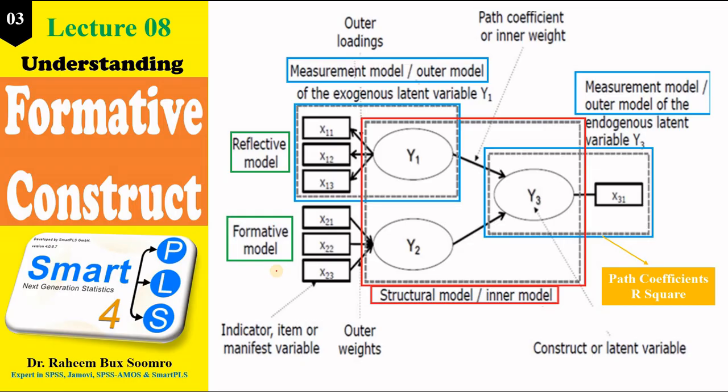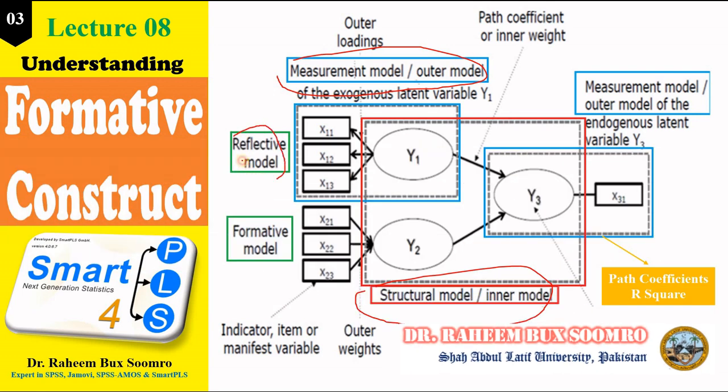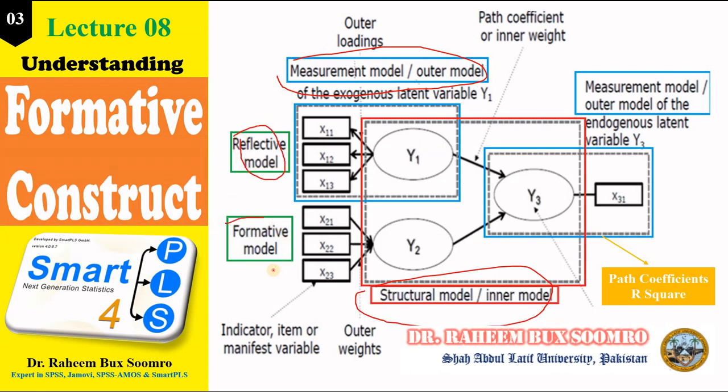Dear friends, this is the overall model. Whenever you are working in SmartPLS, whatever model you are generating over there, there are two types of models. The first type is the structural model or inner model, and the other is the measurement model or outer model. So far we are talking about the measurement model. The measurement model has two types, the reflective model and the formative model.